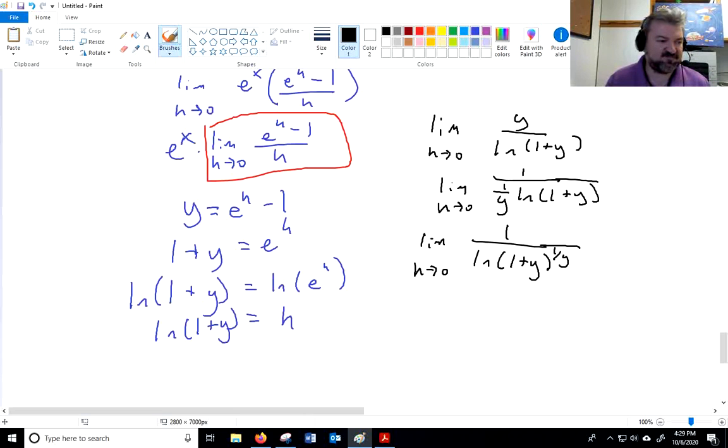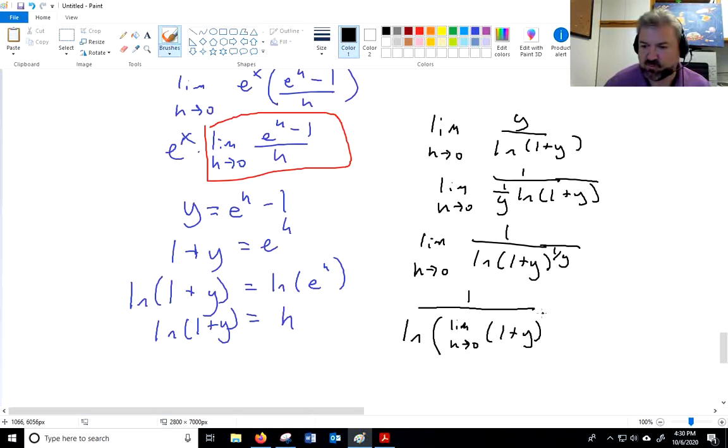Now, I'm going to use my limit rules here. I can split up a limit of a quotient. The limit as h goes to 0 of 1 is just 1. And then I have my composition of function rules, so I can go inside this limit and say that this is the natural log of the limit as h goes to 0 of 1 plus y to the 1 over y. So we're going to do it like that.